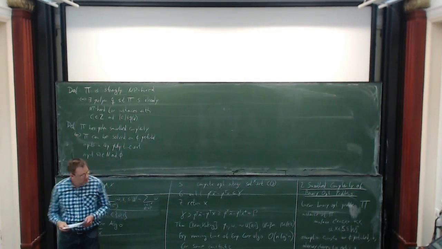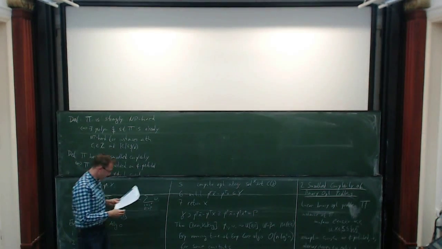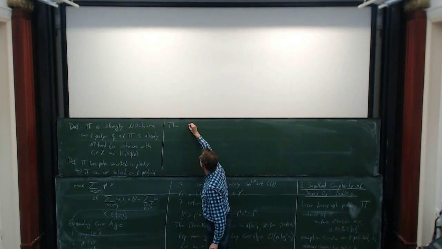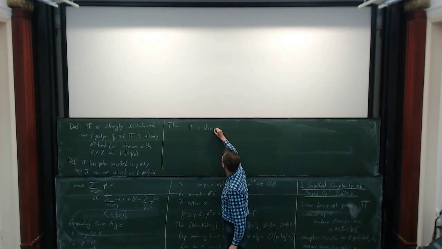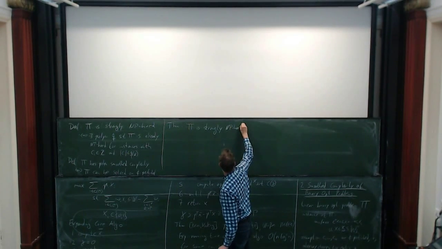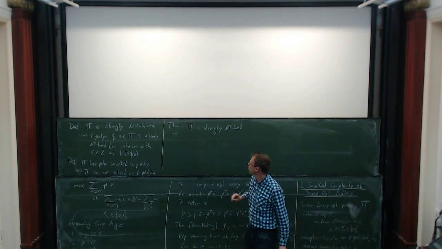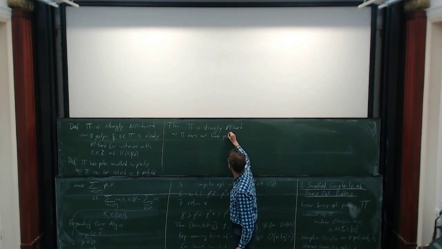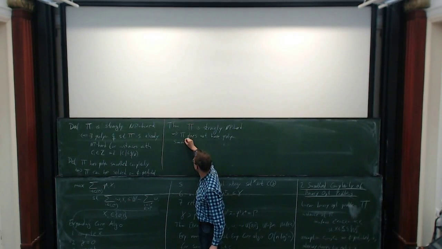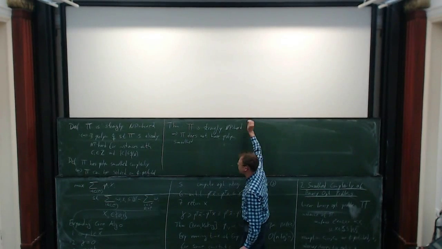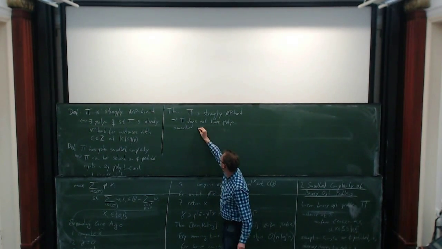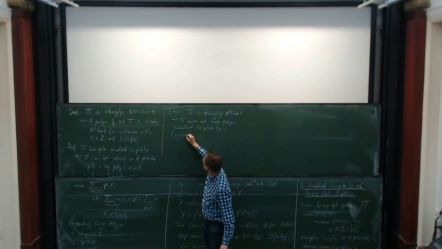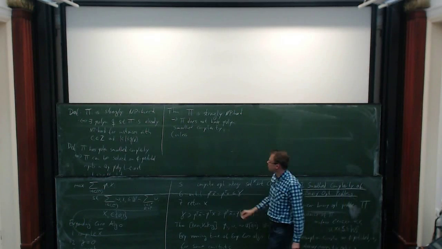And now I can state the theorem that I announced for a while. So the theorem is as follows. If pi is strongly NP-hard, then it does not have polynomial smooth complexity. I should of course say unless, and now it's not unless P equals NP, but unless ZPP equals NP.